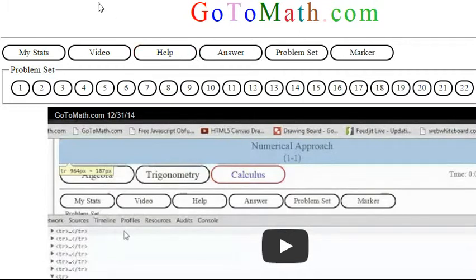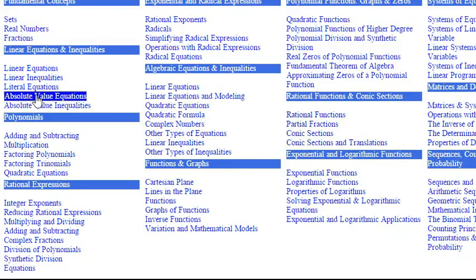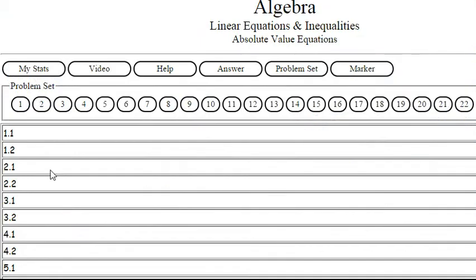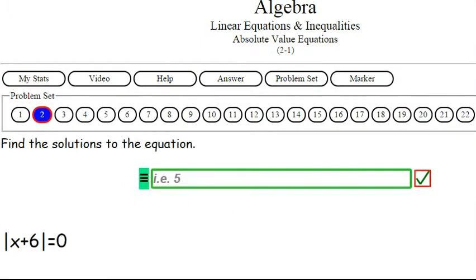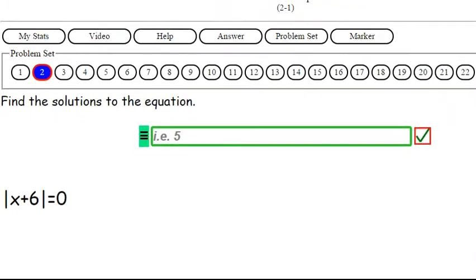Okay, we're over here at gotomath.com. Click on the algebra. Let's go down to absolute value equations. So we need to fill that out. Find the solutions to the equation. Of course, this is an absolute value equation. We've got some absolute value bars that are surrounding one of our expressions here. Alright, so we want to find the solution.